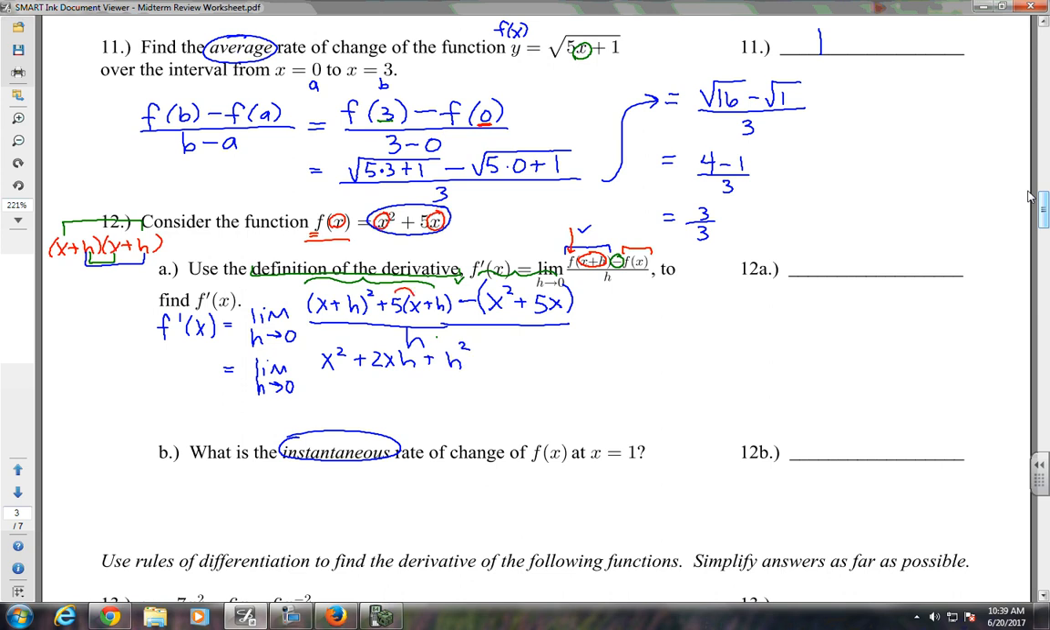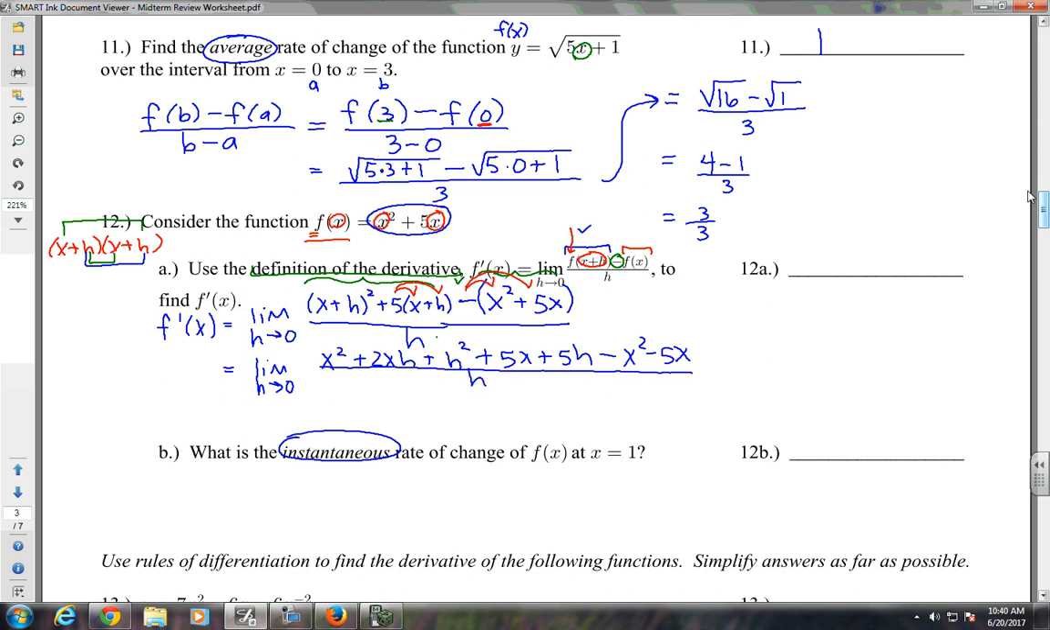Next, we're going to distribute the 5 into this binomial. We get plus 5x plus 5h. And distribute the negative into this set of parentheses. We get minus x squared minus 5x, all divided by h.